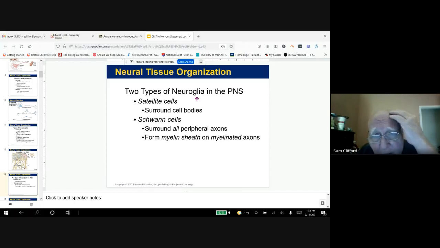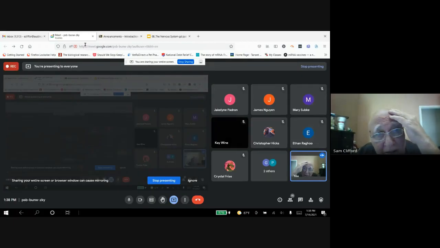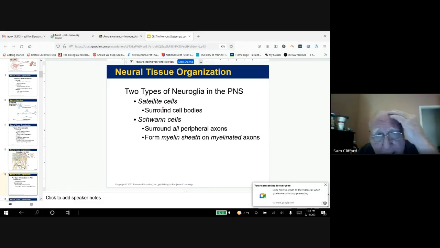Okay, so in the central nervous system, we have oligodendrocytes, and in the peripheral nervous system, satellite cells and Schwann cells. So in the central nervous system, oligodendrocytes form a sheath to insulate the nerve fibers so that conduction speeds are enhanced. Satellite cells are in the peripheral nervous system.